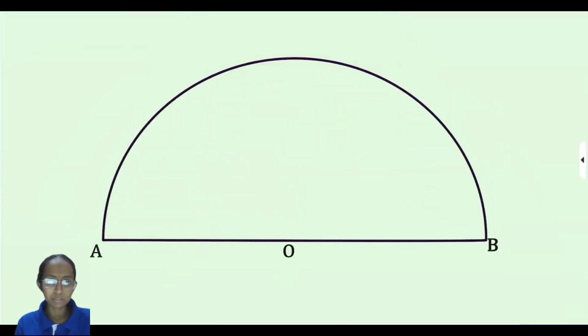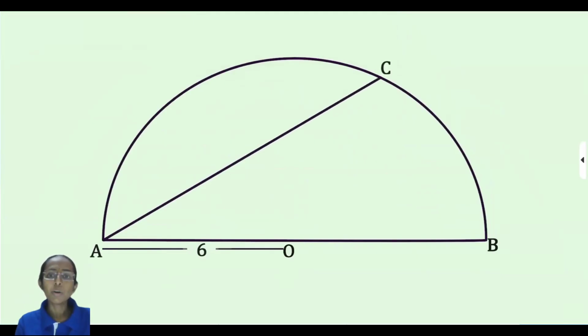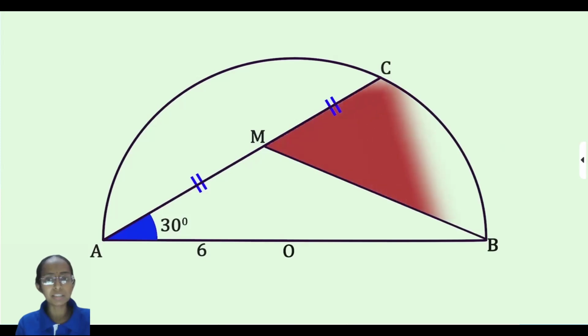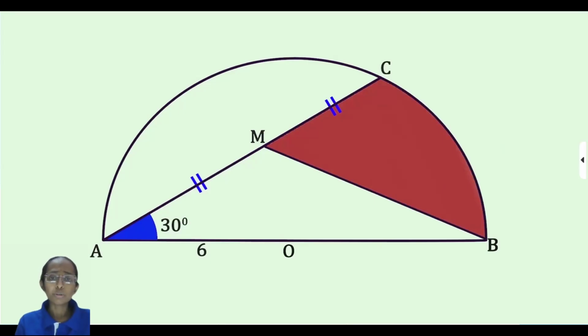So what we can do is, first of all, we have the radius of this semicircle as 6, and a line from A which is intersecting the semicircle at 30 degrees of angle. Now M is the point which is bisecting AC, and BM is joined. Now we need to find the area of the red region. So this involves a very interesting and unique trick to find this area.